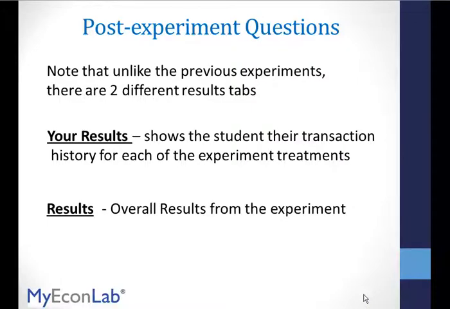Once the experiment's been run, we want to take a look at the experiment results tabs and discuss some of the things that you'll see in these results tabs. Unlike the other experiments, you see two different sets of results tabs here. The Your Results tab is going to show the student each individual transaction for all of the treatment rounds. So they're going to be able to see exactly what they've done, when they did it, and look at total gains, etc. So we're not going to spend too much time on this. We are going to spend most of our time on the overall results from the experiment, the classic sort of results that we want to look at in terms of market behavior.